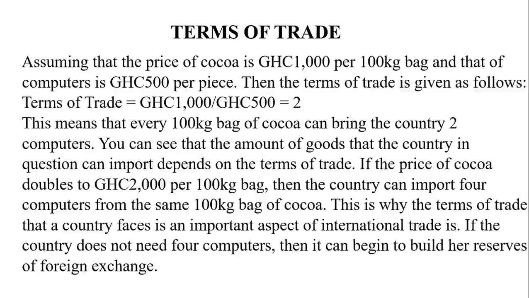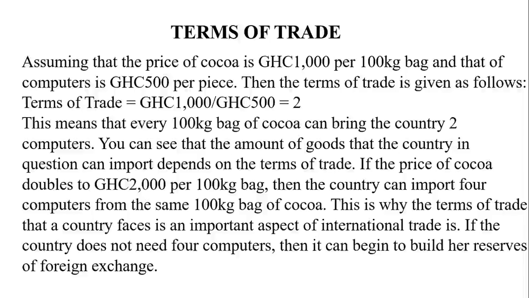You can see that the amount of goods that a country in question can import depends on the terms of trade. So for instance, if you have a terms of trade of 2, it means that if you export one of your commodity, it can bring 2 of the other commodity you are importing. So if your terms of trade is bad, it means you can bring in less but you export more. If your terms of trade is good, it means you can export less and bring in more.